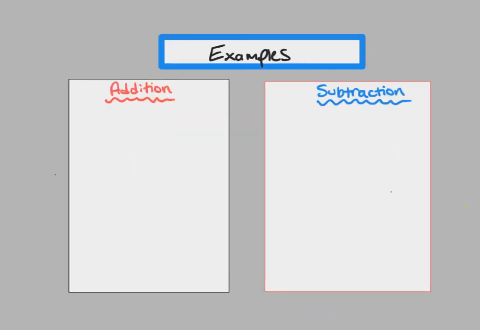Now we're going to look at the first 2 examples. I'm going to do an example with an addition problem, and then an example with a subtraction problem. Here's our addition problem: x plus 12 equals 14. A lot of us can look at this problem and say, oh, I know exactly what the answer is, but I want you to follow those 4 steps.